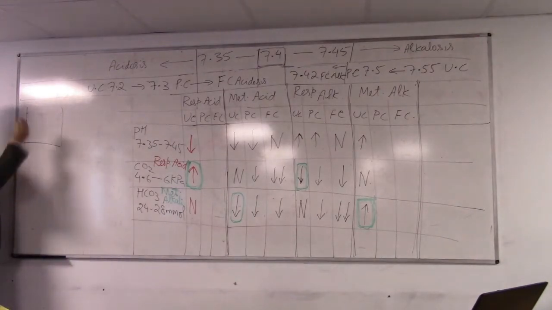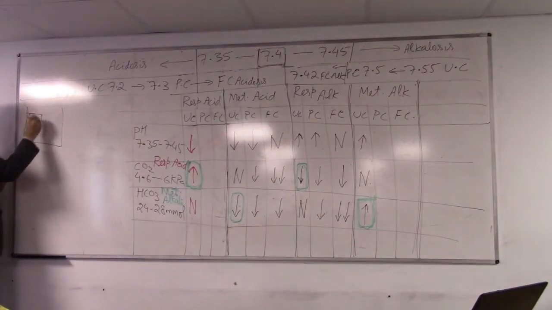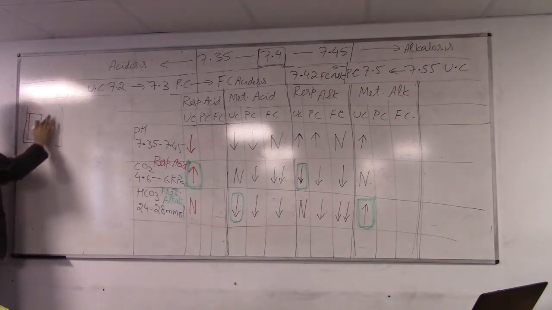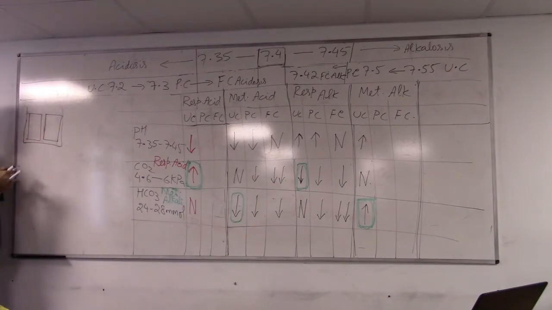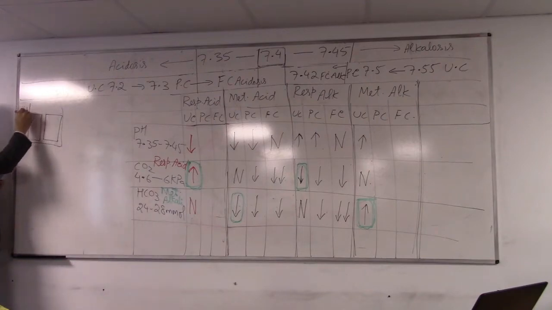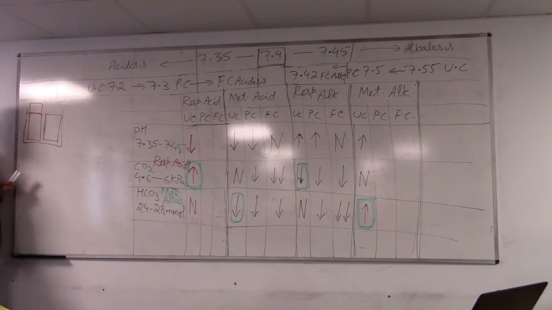Now again, imagine we have a blood with an equal amount of acid and an equal amount of alkali. That's why it is neutral. But imagine the carbon dioxide is increased. Acid is increased. What do you mean acid is increased? Carbon dioxide increases. How does the carbon dioxide increase in the body?